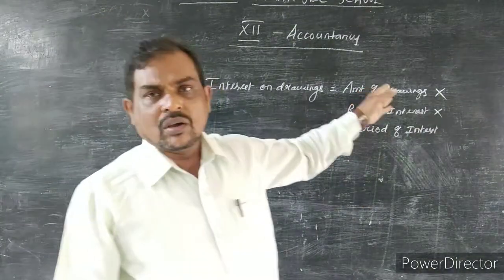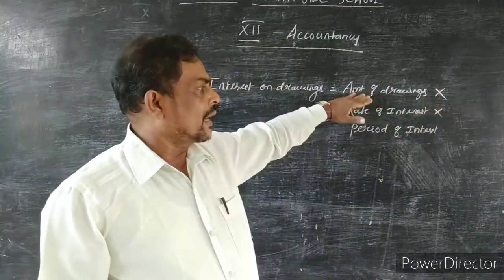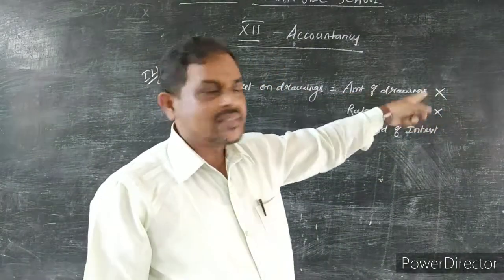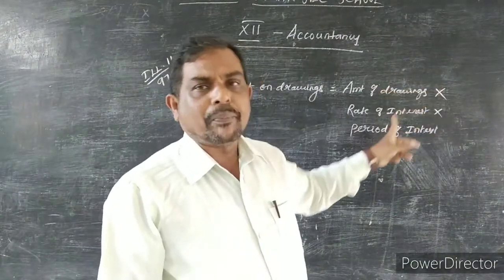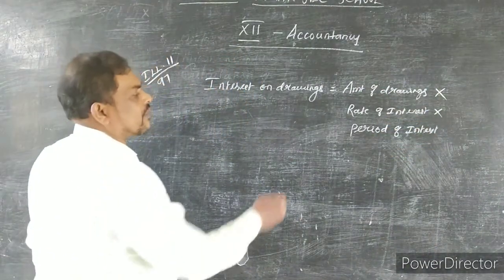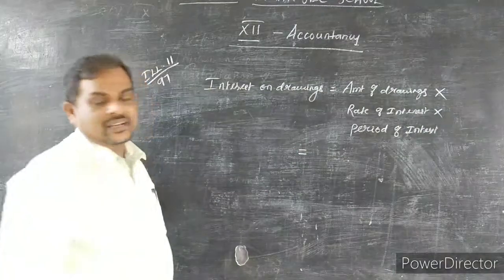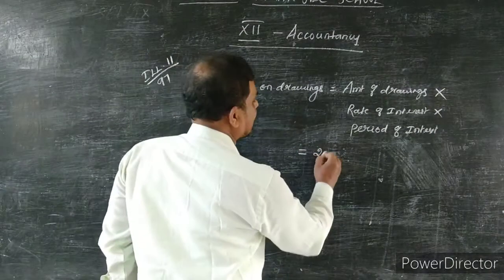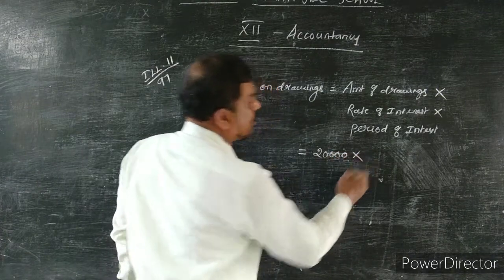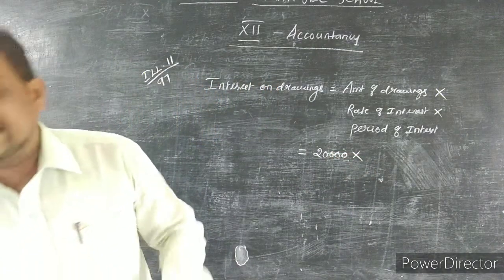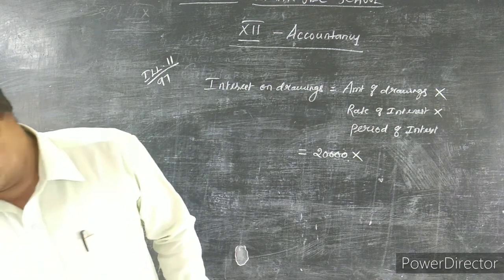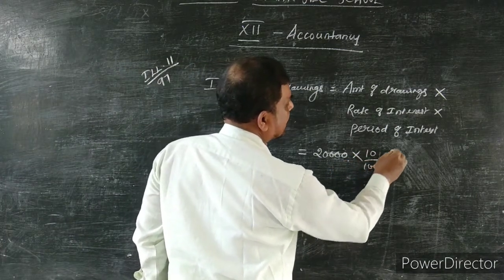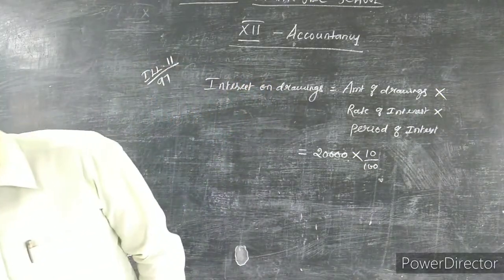So here there is no place, so I write it one by one; it is all the same line only. Amount of drawings into rate of interest into period of interest. In this sum, how much amount has he taken? That is rupees 20,000. So you put 20,000 in amount of drawings. What is the rate of interest he has given? 10%. It means for every 100 you have to give 10%. That is 10 by 100. Okay.